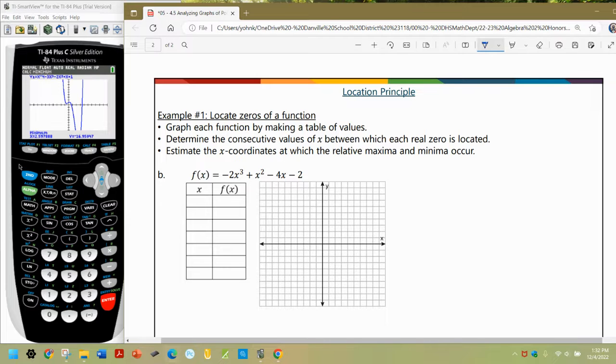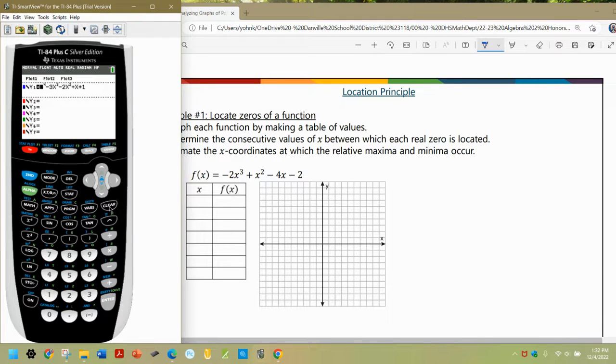So let's go over to our calculator and we'll change out the function. So we have negative 2x to the third plus x squared minus 4x minus 2. And then let's graph it. Remember, if your graph doesn't look right, you can always zoom 6 it to reset it back at the origin. Oh, so this one looks like a really interesting squiggle.